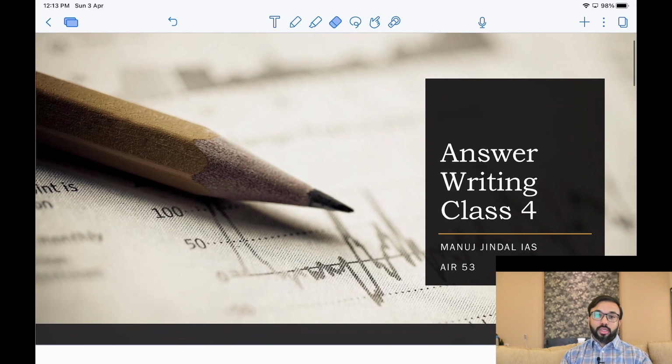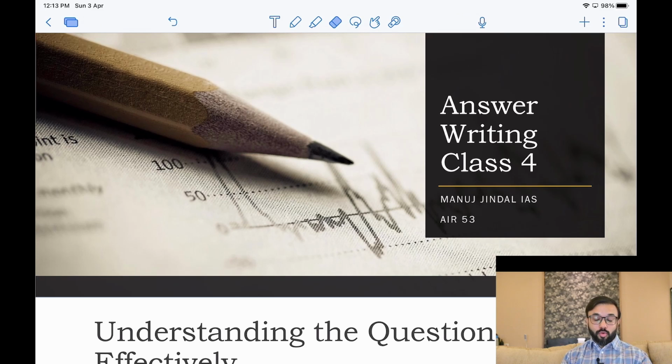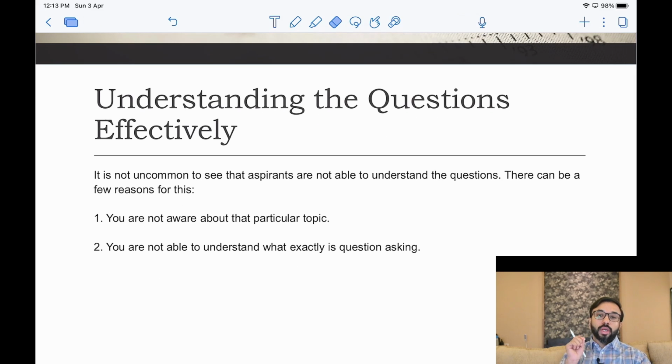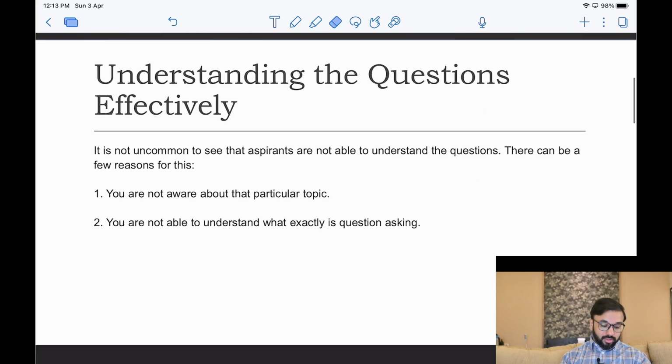So in this particular class of answer writing, which is the fourth class of our series, we are going to discuss how to understand various UPSC questions, especially the ones that are harder to understand. Some are simply definition based, while the others might be longer. They might have statements attached to the beginning of the actual question, and those are the ones which get a little tricky. So in this particular class, I'm going to help you to figure out a way in which you can understand the questions better and you can quickly practice in order to write well for this particular answers.